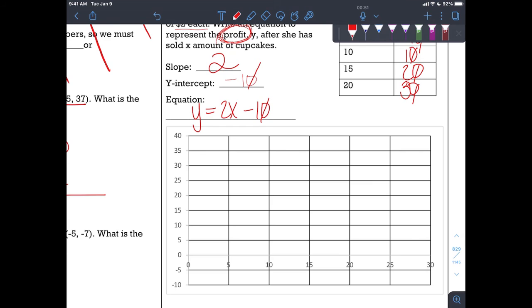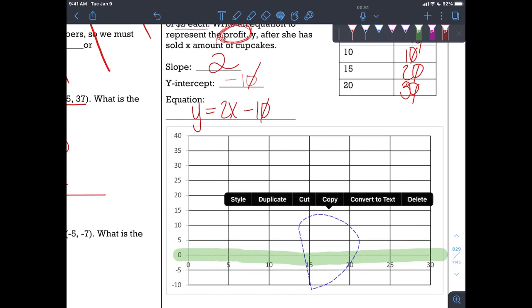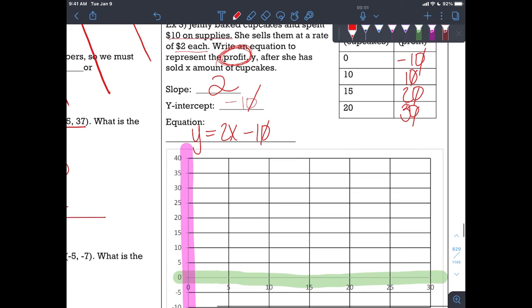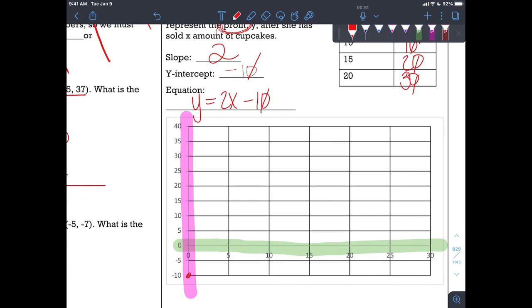So first thing I want to do is look for my x-axis and my y-axis. I'll go ahead and highlight them. Oh, wrong place. There we go. Here's my x-axis as well as my y-axis. Let's go ahead and put a couple of points down. So I'm at 0, -10, 10, 10, 15, 20, 20, 30. And there is my line.